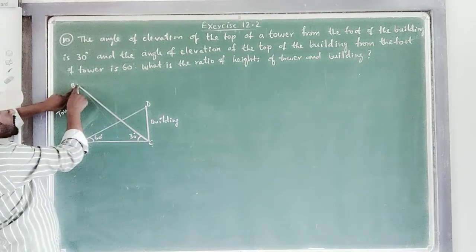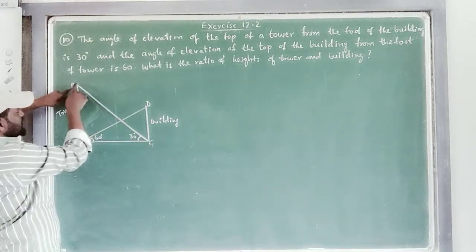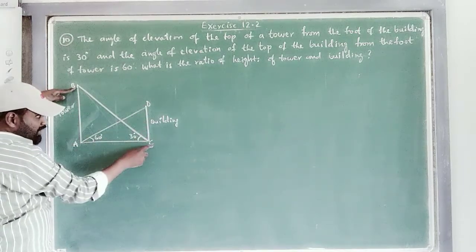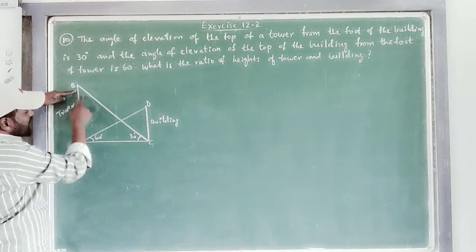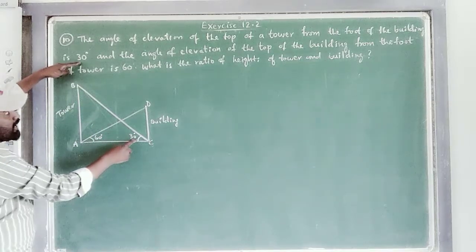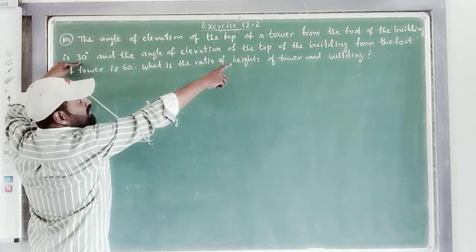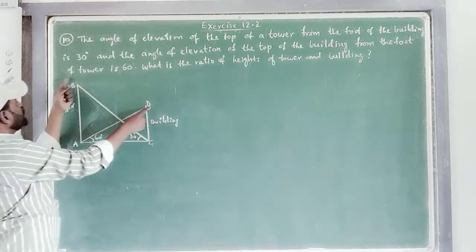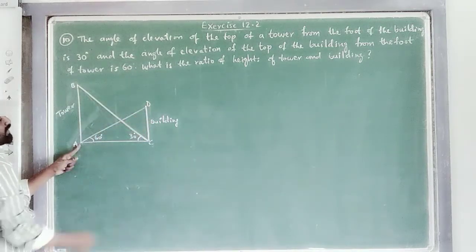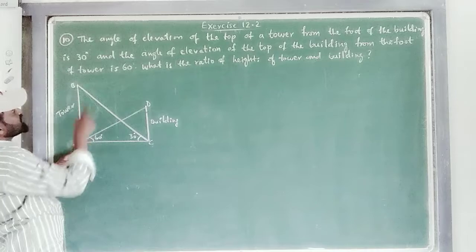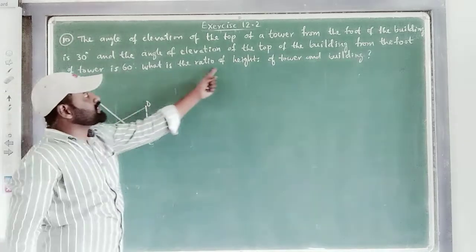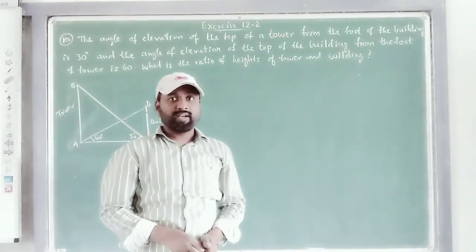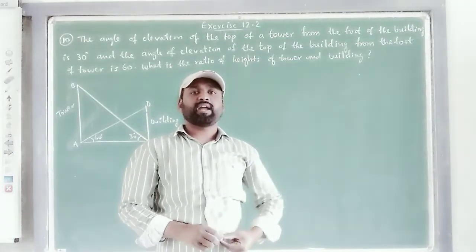So the top of the tower is B, the foot of the building is C. From here, if you observe the top of the tower, the angle of elevation is how much? 30 degrees. Now, the angle of elevation of the top of the building from the foot of the tower is 60 degrees. It is given. Then what is the ratio of heights of tower and building? You have to find the ratio of heights of tower and building.